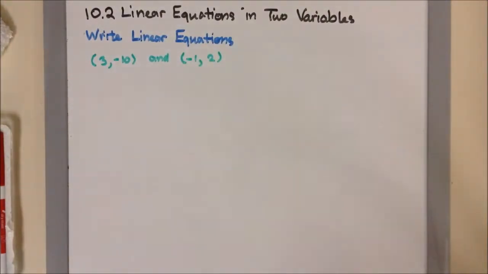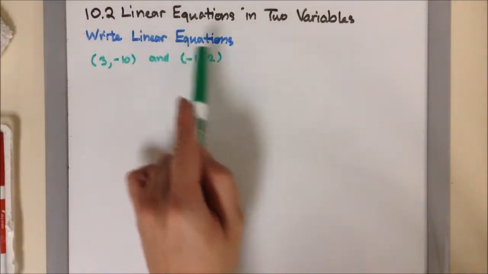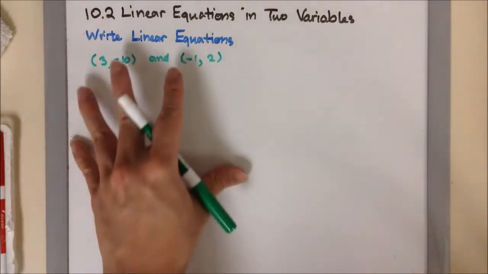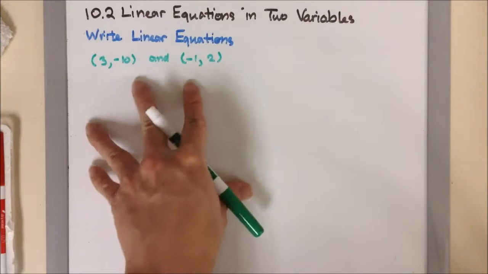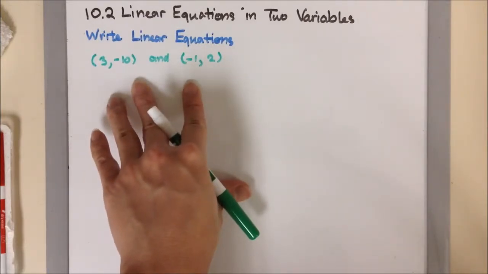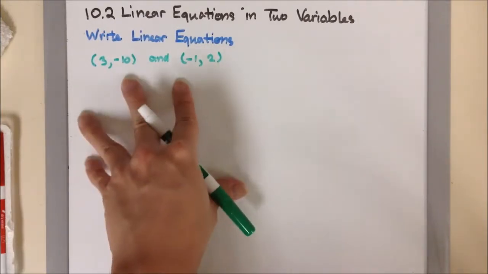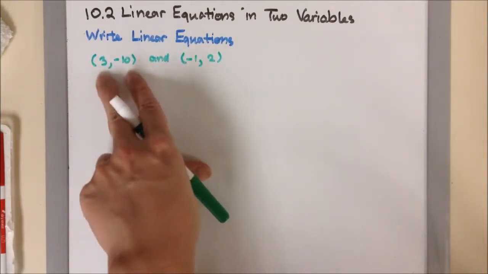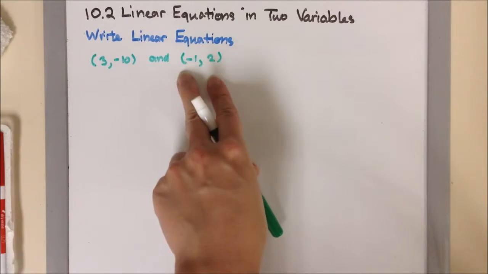In this next part, we're going to talk about writing linear equations. Now, there's going to be two parts to this one. When we're talking about writing linear equations, we're going to talk first about when you're given two points. So, in our first example, our two points are (3, -10) and (-1, 2).